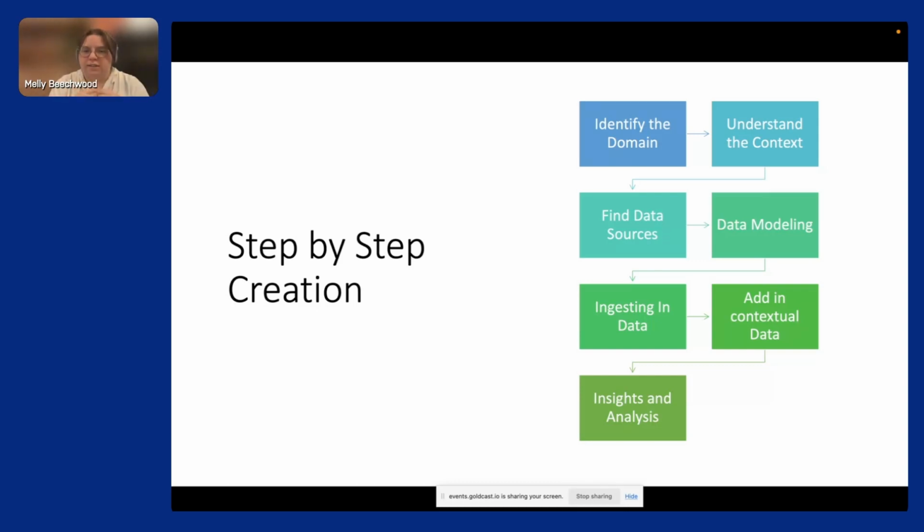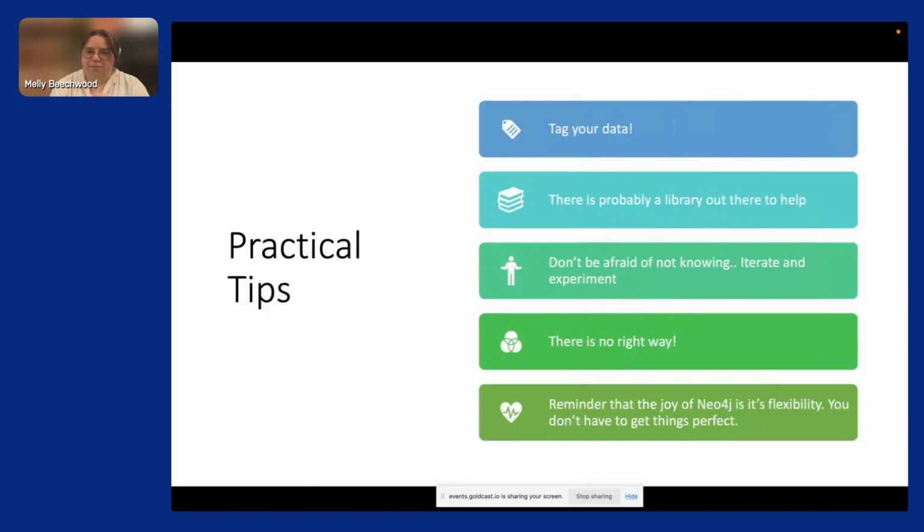And that contextual data is anything that's not precisely relevant, but can really go a long way, such as the weather, the pollution of the area, human traffic, things like that. And finally, all that together will come into one beautiful place where you can start doing insights and analysis and answering things that you wouldn't have been able to before.